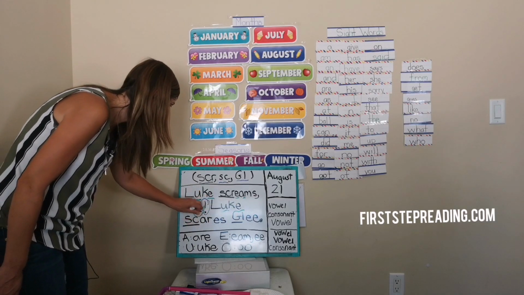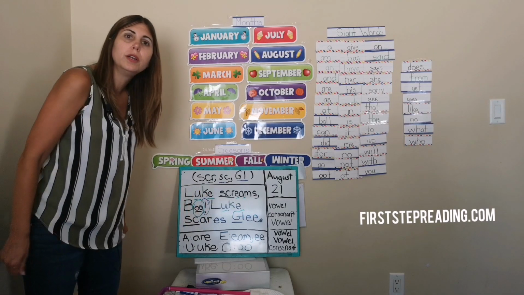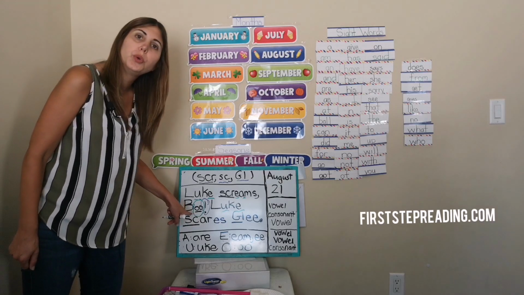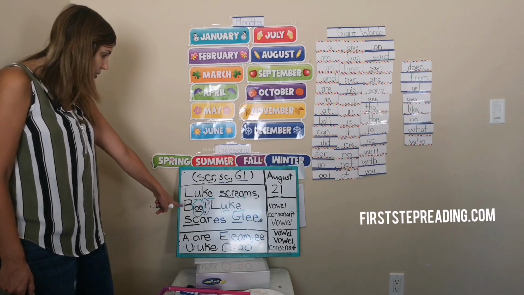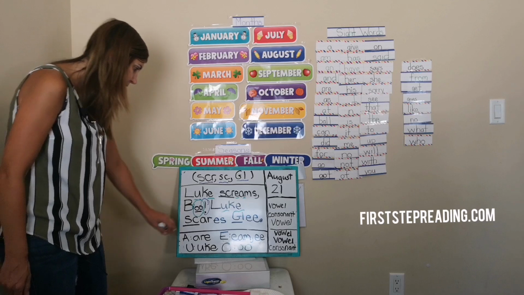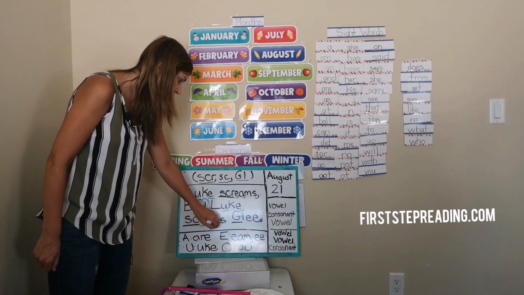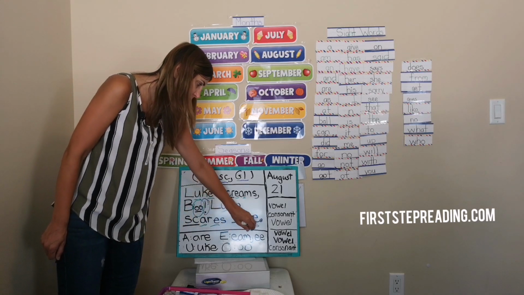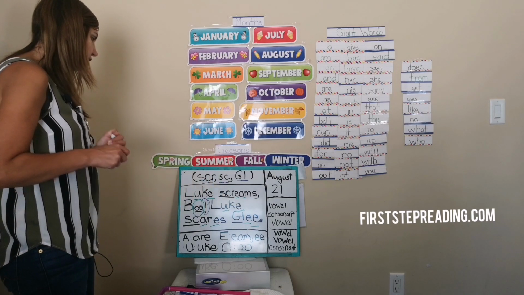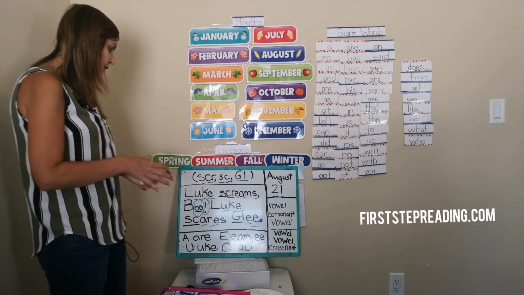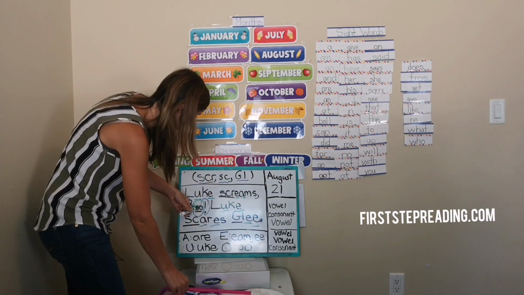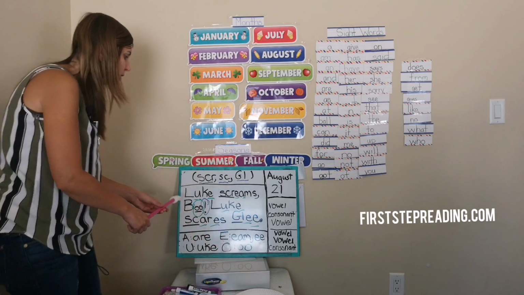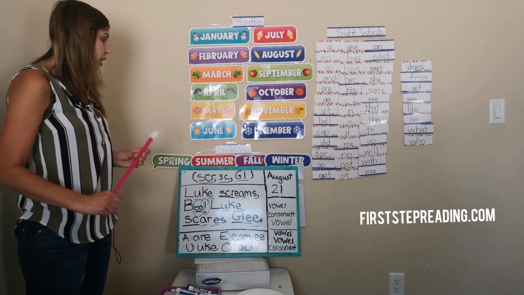Oh, these two are underlined because O-O here says ooh. O-O says ooh. First vowel says his name, second vowel says nothing. There's no short vowel. They're all long vowels except for this one, which is an exception. O-O says ooh. Are we ready?